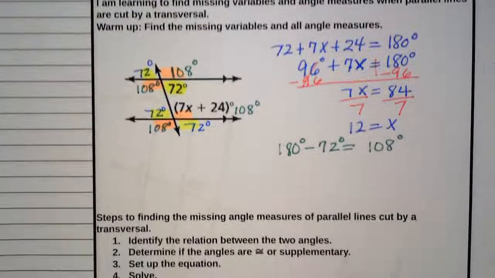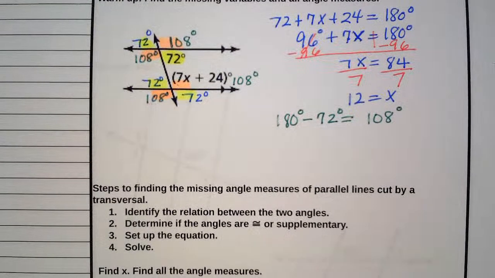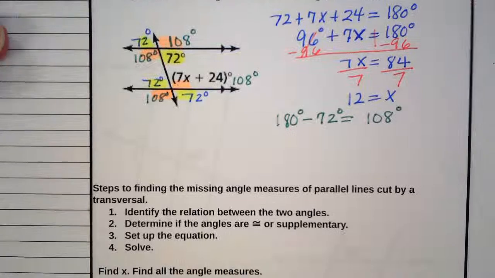So when we're looking at these steps, there's 4 steps you need to follow. Number 1, identify the relation between the two angles you're looking at. 2, determine if the angles are congruent or supplementary. 3, set up your equation, and 4, you're going to solve.